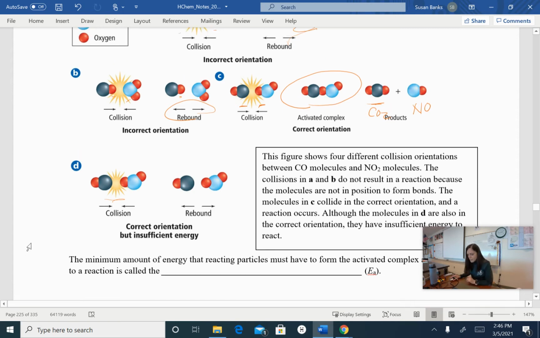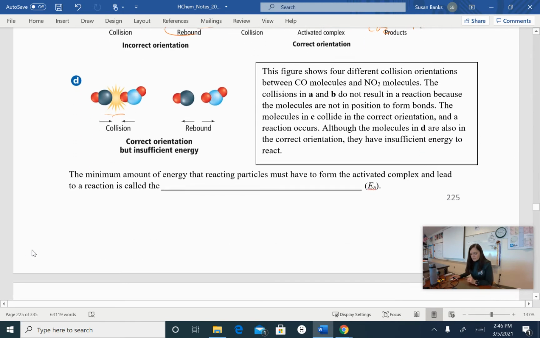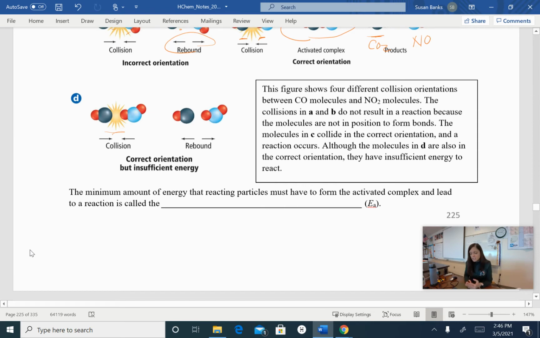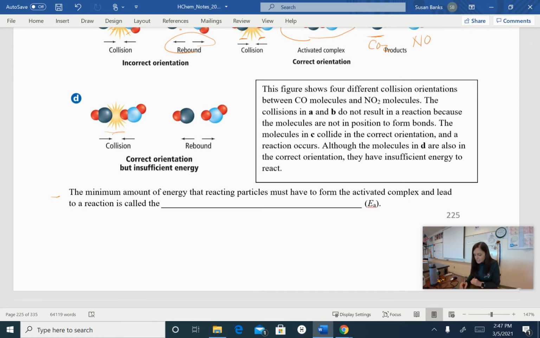Okay? So the minimum amount of energy that reacting particles must have to form that activated complex, with old bonds being destroyed and new bonds created, and lead to a reaction, is called the activation energy.